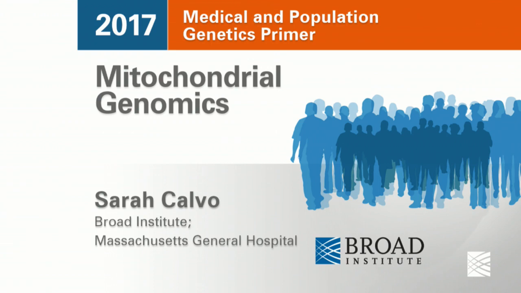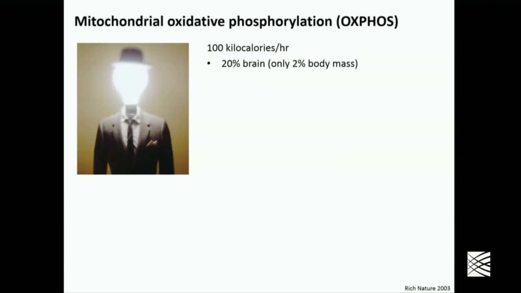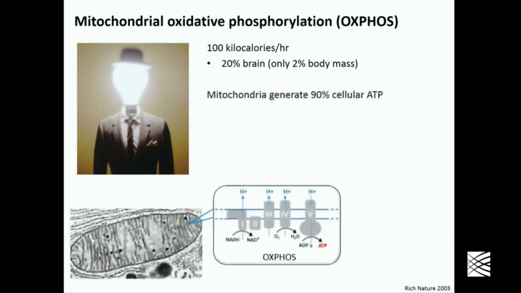All right. So let's start with why you should care about mitochondrial genomics. While you're eating your breakfast, you're not doing too much work, but it still takes about as much power as running a 100-watt light bulb to provide the energy for all of your metabolism in your body. About 20% of that is going to your brain, even when you're not thinking that hard.